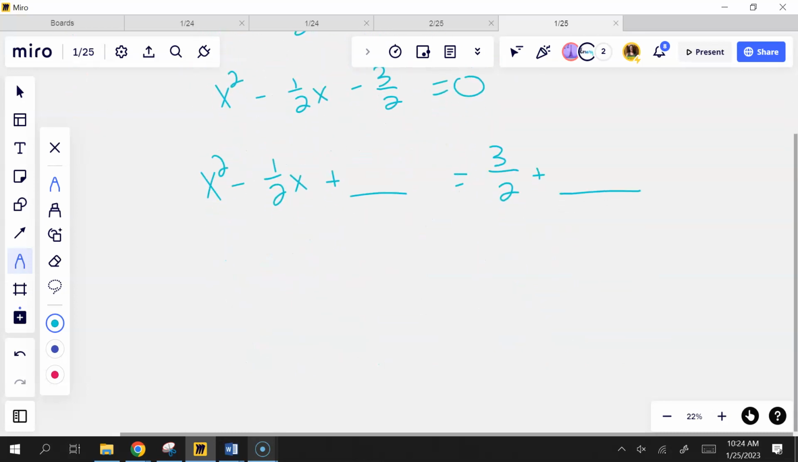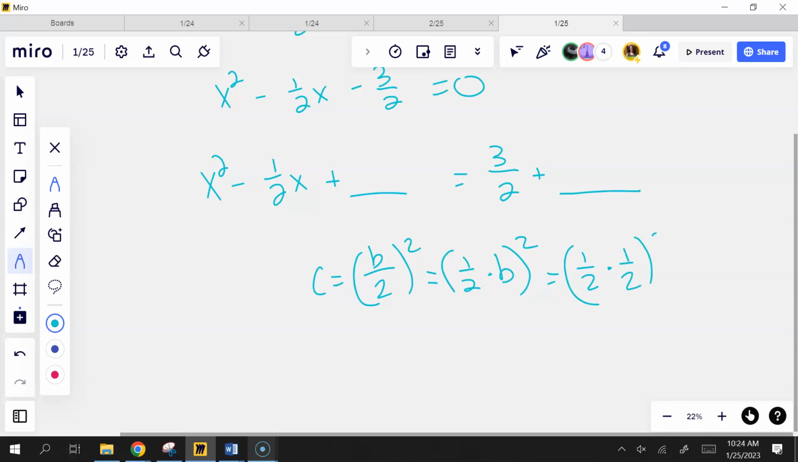Good C. How do I find it? I take B and I cut it in half. But since it's already a fraction, I'm going to do a half times B and square it. That's the same thing, right? Do we all agree? Dividing by 2 is the same thing as multiplying by half. Are y'all okay with that? So now what I'm going to do is half of B, so half of a half, and then I'm going to square it.